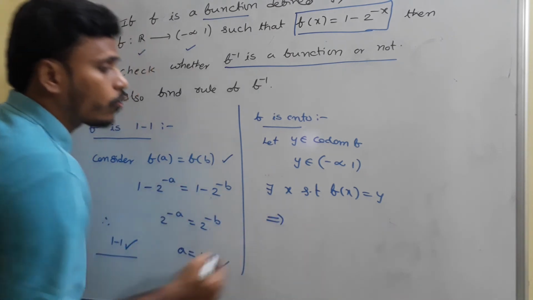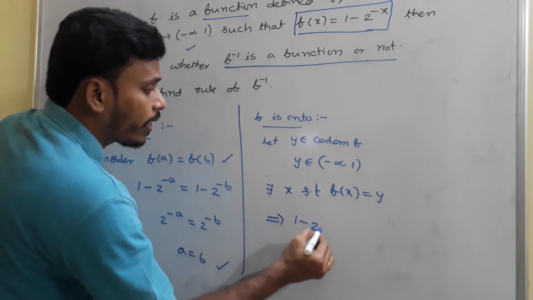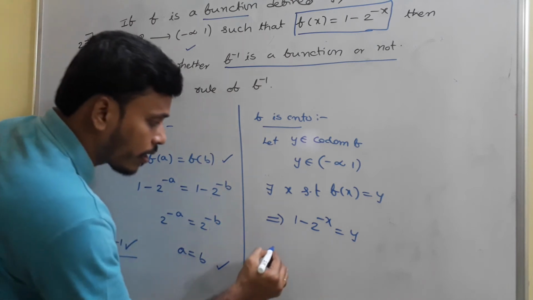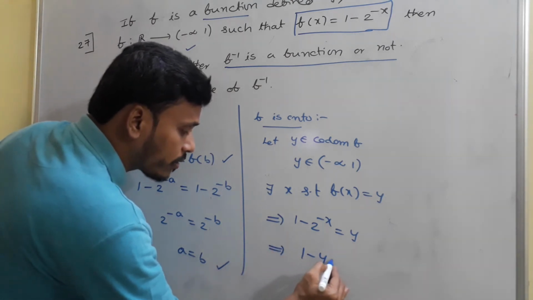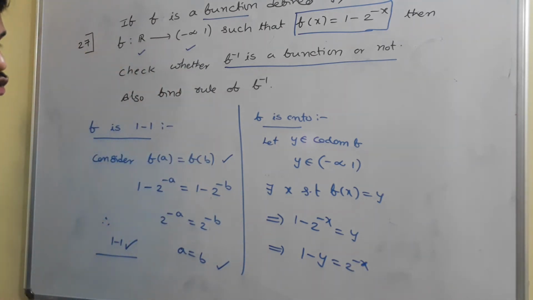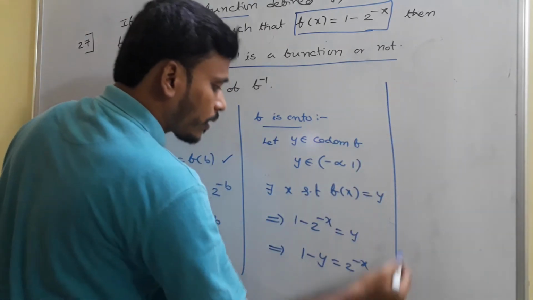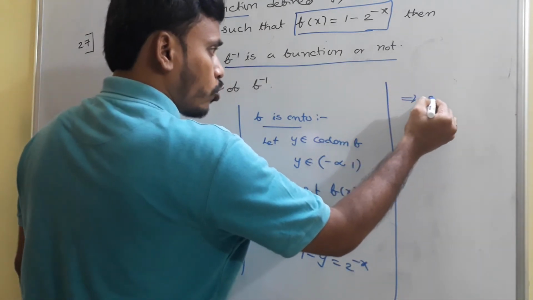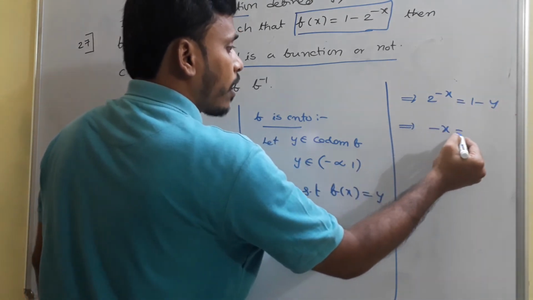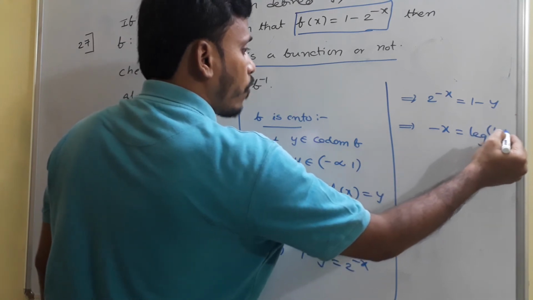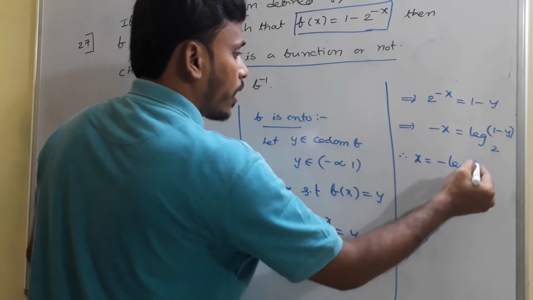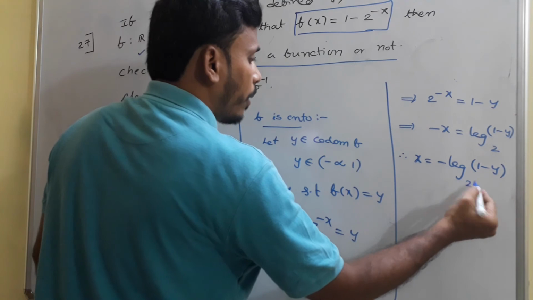Since f of x equals y, that is 1 minus 2 power minus x equals y. I need to make x the subject, and that implies 2 power minus x equals 1 minus y. So, if you make x the subject, minus x equals logarithm of 1 minus y base 2, and therefore x equals minus logarithm of 1 minus y base 2.